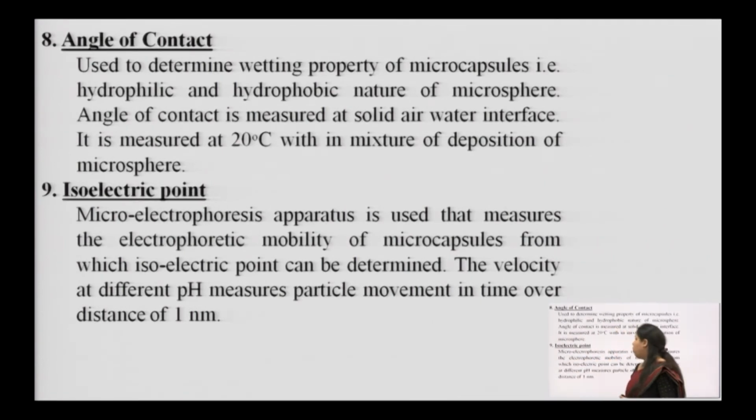For isoelectric point, a microelectrophoresis apparatus is used, which measures the electrophoretic mobility of the microcapsule, from which the isoelectric point can be determined, right. The velocity at different pH measures particle movement in time over a distance of 1 nm. These are some specifications of the equipment. By using all these specifications, you can determine the isoelectric point of the particular type of microsphere you are analyzing.